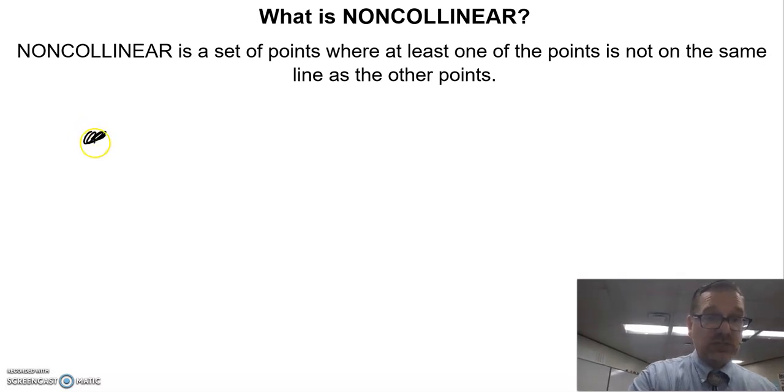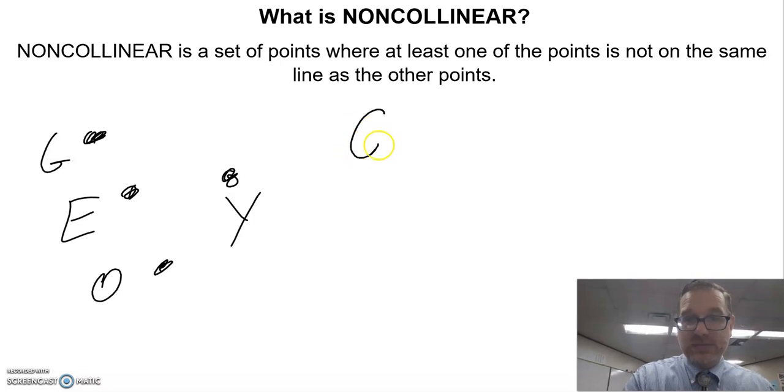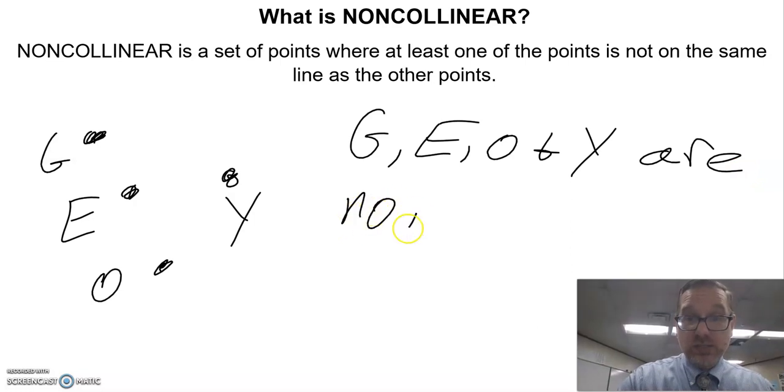So let's start off with our same 3 points again. Let's start off with point G, point E, and point O. Well, if all we have is those 3 points, they are collinear, but we're going to do this. I am going to add in point Y. Can I draw one line through all 4 of those points? And that answer is no. So when I add Y to the mix, now G, E, O, and Y, because I added Y to the group, that makes them non-collinear.